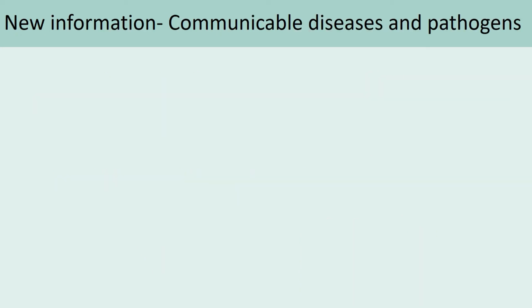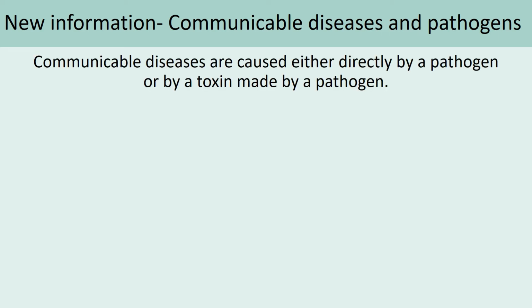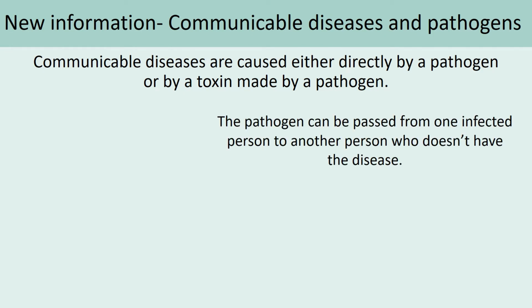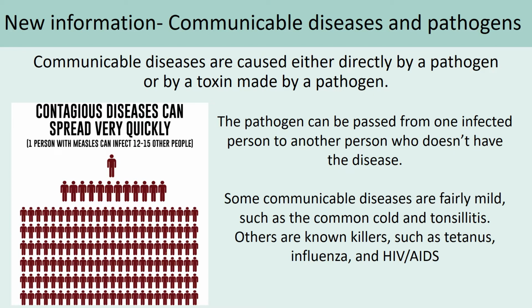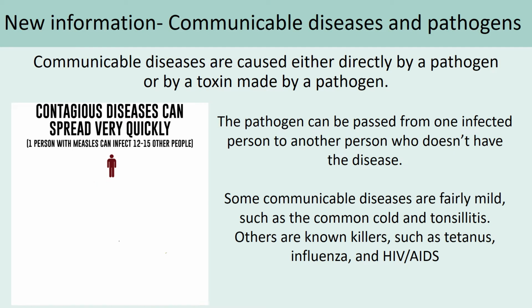Okay, so mention this word communicable, and we can put diseases into 2 groups. They're either communicable diseases or non-communicable diseases. Communicable diseases are caused either directly by a pathogen or by a toxin made by a pathogen. They are passed from one infected person to another. Some communicable diseases are fairly mild, so things like a cold, tonsillitis. Others are obviously much more deadly, such as tetanus, influenza, and HIV.